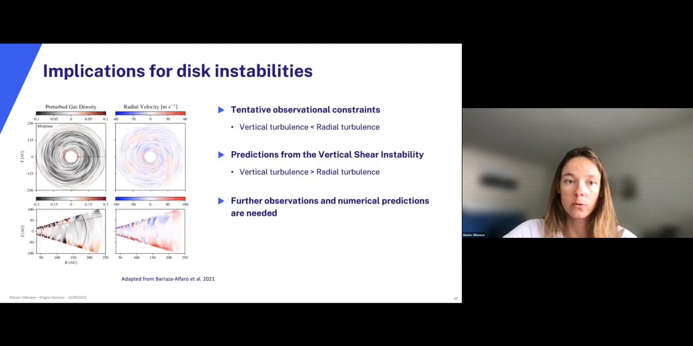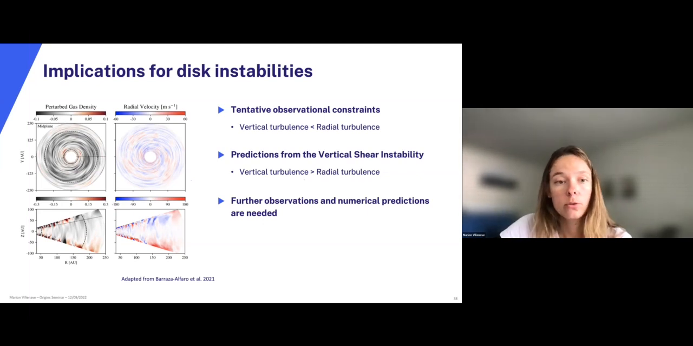And this is interesting if it was performed in more systems, because we could compare with predictions from models. And this is one prediction from the vertical shear instability, where you can see the perturbation in the radial direction and in the vertical direction. Without looking at the numbers, we can see that in the radial direction, the perturbations are much less important than in the vertical direction. So this is contradictory to what we find in these two observations, which are still a bit tentative. And so further observational constraints on this radial and vertical turbulence are important, and also numerical predictions could be useful to help understand better the origin of turbulence in disks.